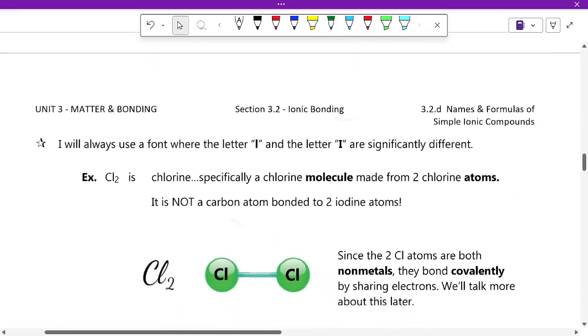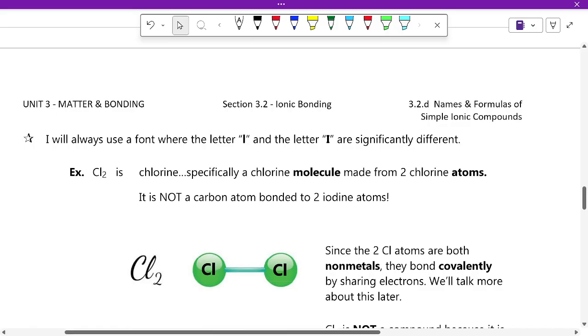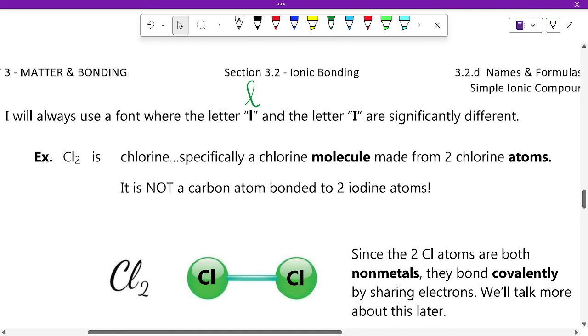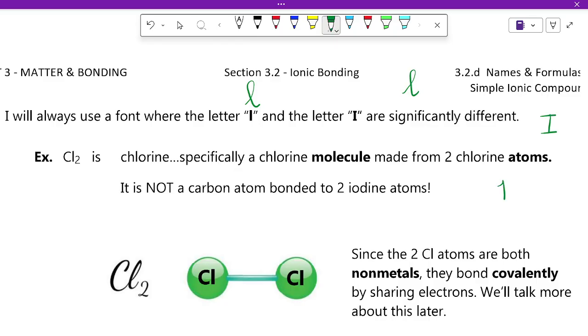I will always use a font where the letter L and the letter I are significantly different. You'll notice that when I write an L, I usually write it like a cursive L, because then it doesn't look like an I. And when I write an I, I'm always going to put the top crossbar and the bottom crossbar on it so it looks like an I, not like an L. And often when I write the number 1, I'll write it like that, so it again looks different from an L.